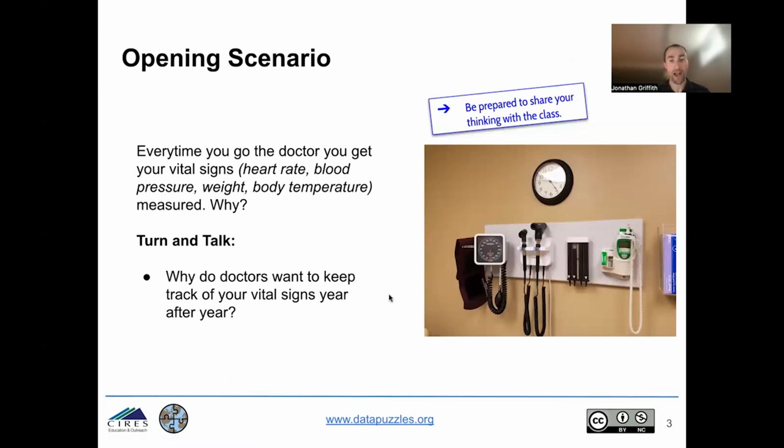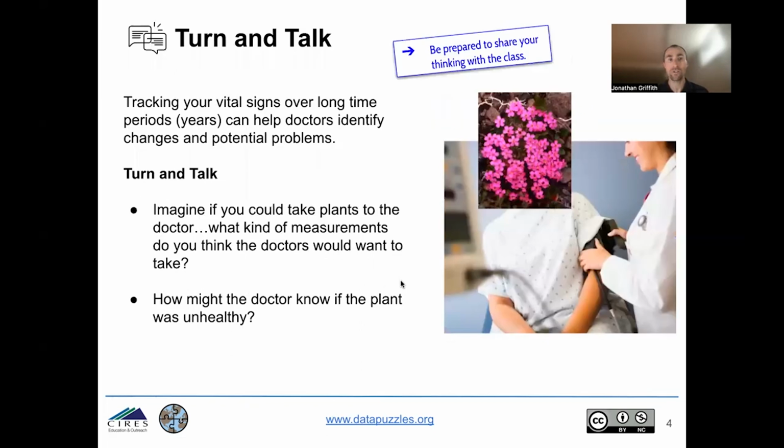The next part of this practice is to try to connect the opening scenario to the science investigation that will be presented in the data puzzle. So we use a couple of different prompts to help students make the connection. And so, doctors are tracking your vital signs over long time periods, and this can help them identify changes and potential problems. So now we want students to imagine what it would be like if you could take plants to the doctor and what kind of measurements those doctors would want to take related to those plants, and how might a doctor know if the plant was unhealthy.